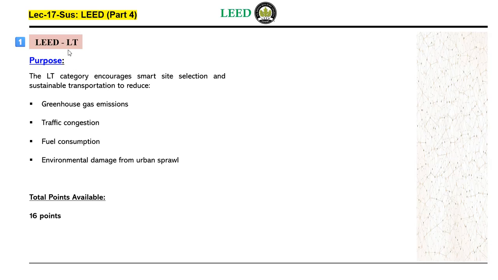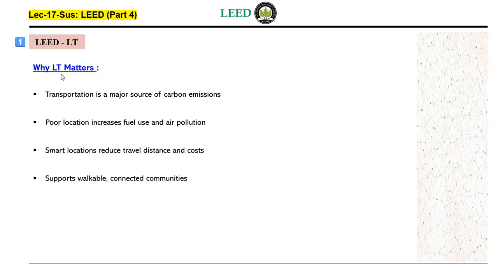Here we have the LT purpose. The LT category encourages smart site selection and sustainable transportation to reduce greenhouse gas emissions, GHG, traffic congestion, fuel consumption, and environmental damage from urban sprawl. Total points available for this category are 16 points.